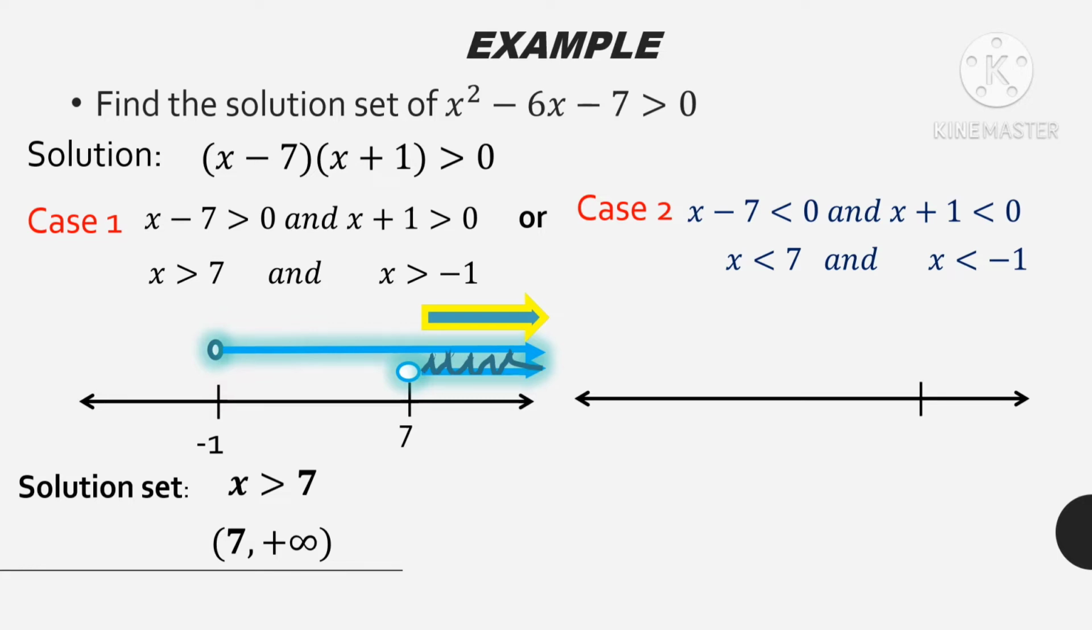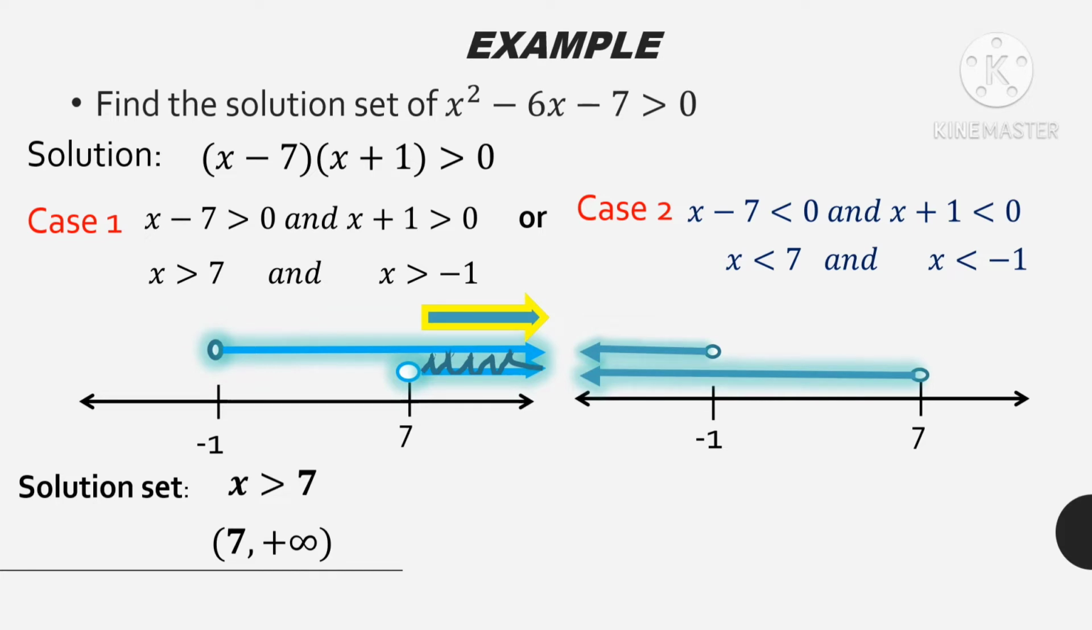Let us locate 7 first. We can graph x less than 7. 7 is not included, so we have an open circle. Less than 7 means it's going to the left side. So this is the graph of x less than 7. Then for x less than negative 1, we locate negative 1 on the number line. Negative 1 is not included, so the graph is going to the left.